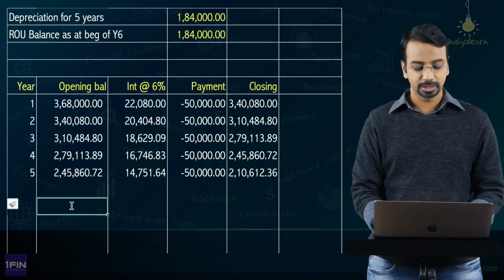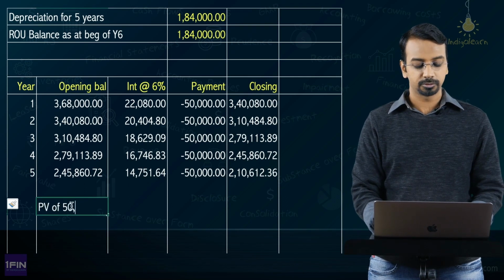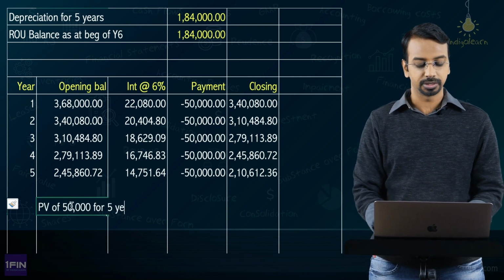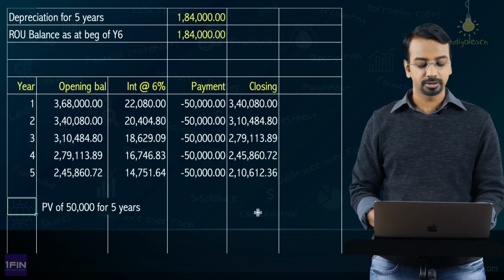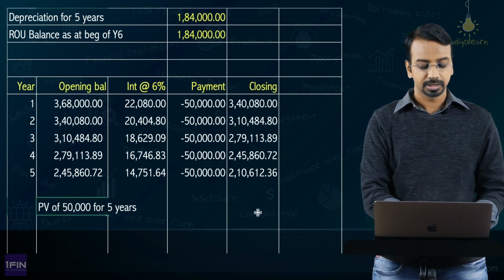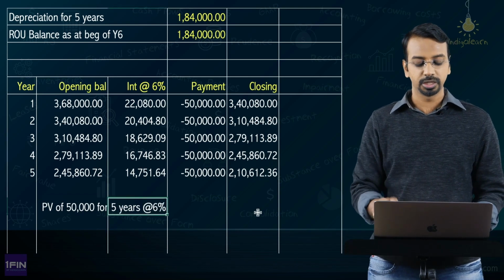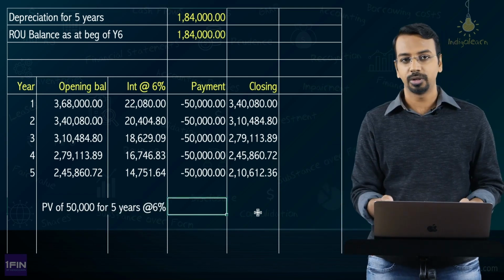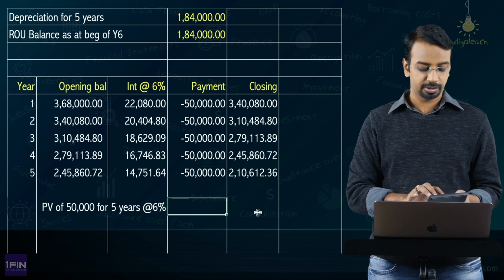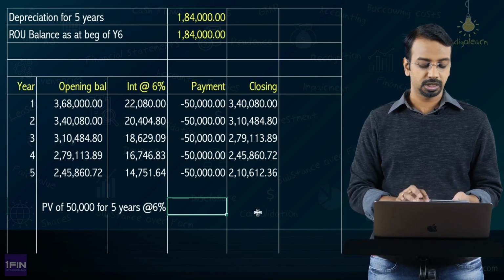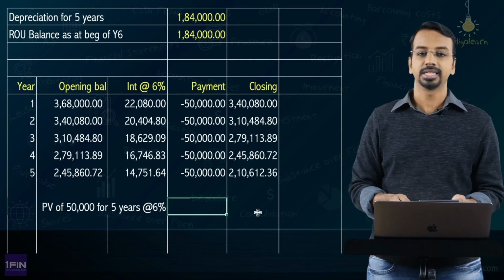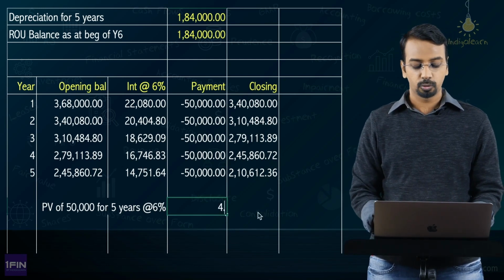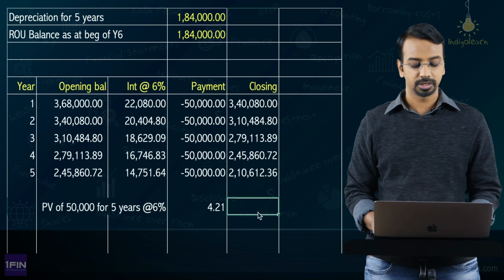The other way to calculate that is the present value of 50,000 for 5 years. Why for 5 years? Because you are paying 50,000 for the next 5 years and you have to discount that at 6%. So you can do this and also calculate. You need to calculate the present value annuity factor: 1 divided by 1.06 to the power 1, 2, 3, 4, 5. You get 4.21236. So 4.2123. I can take up to this many decimals.